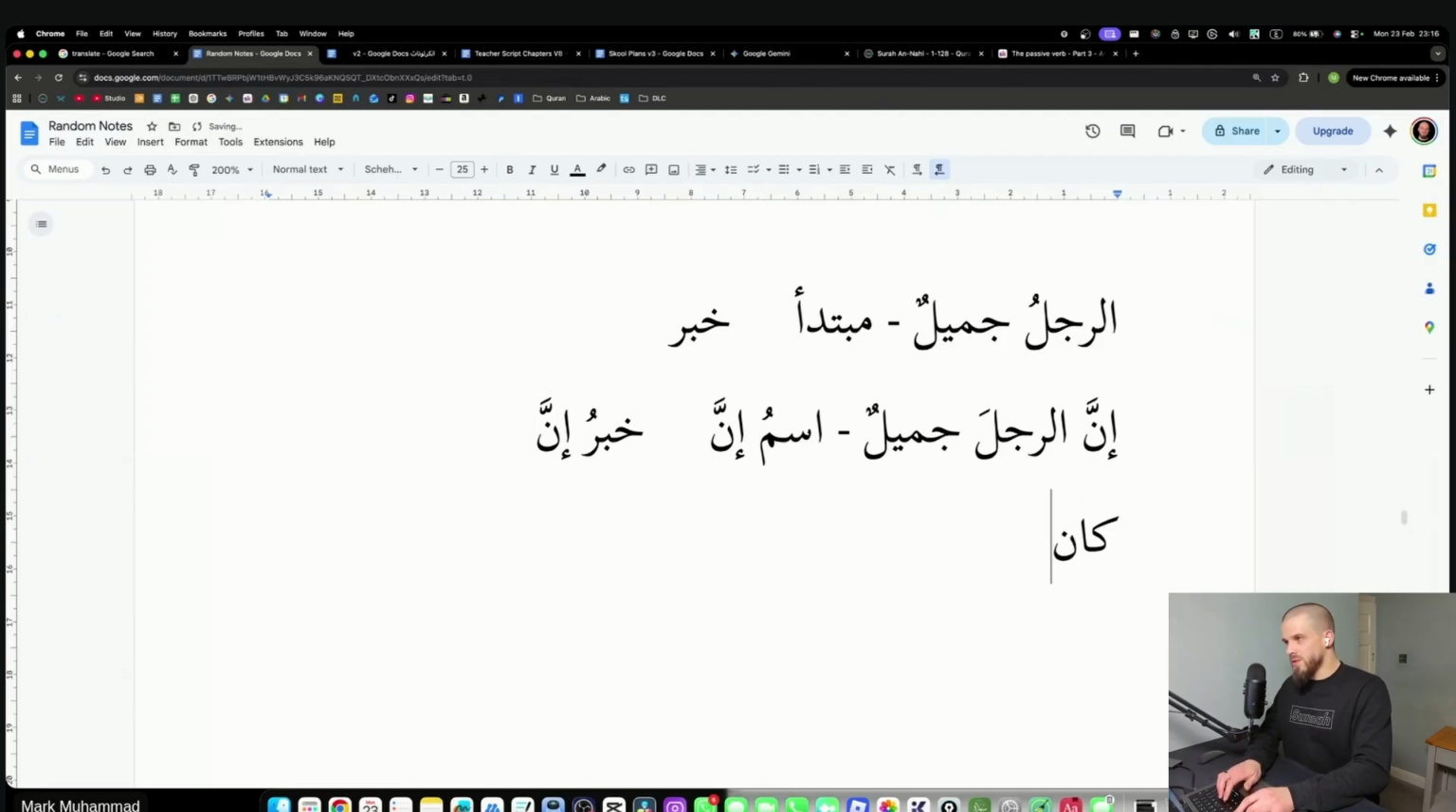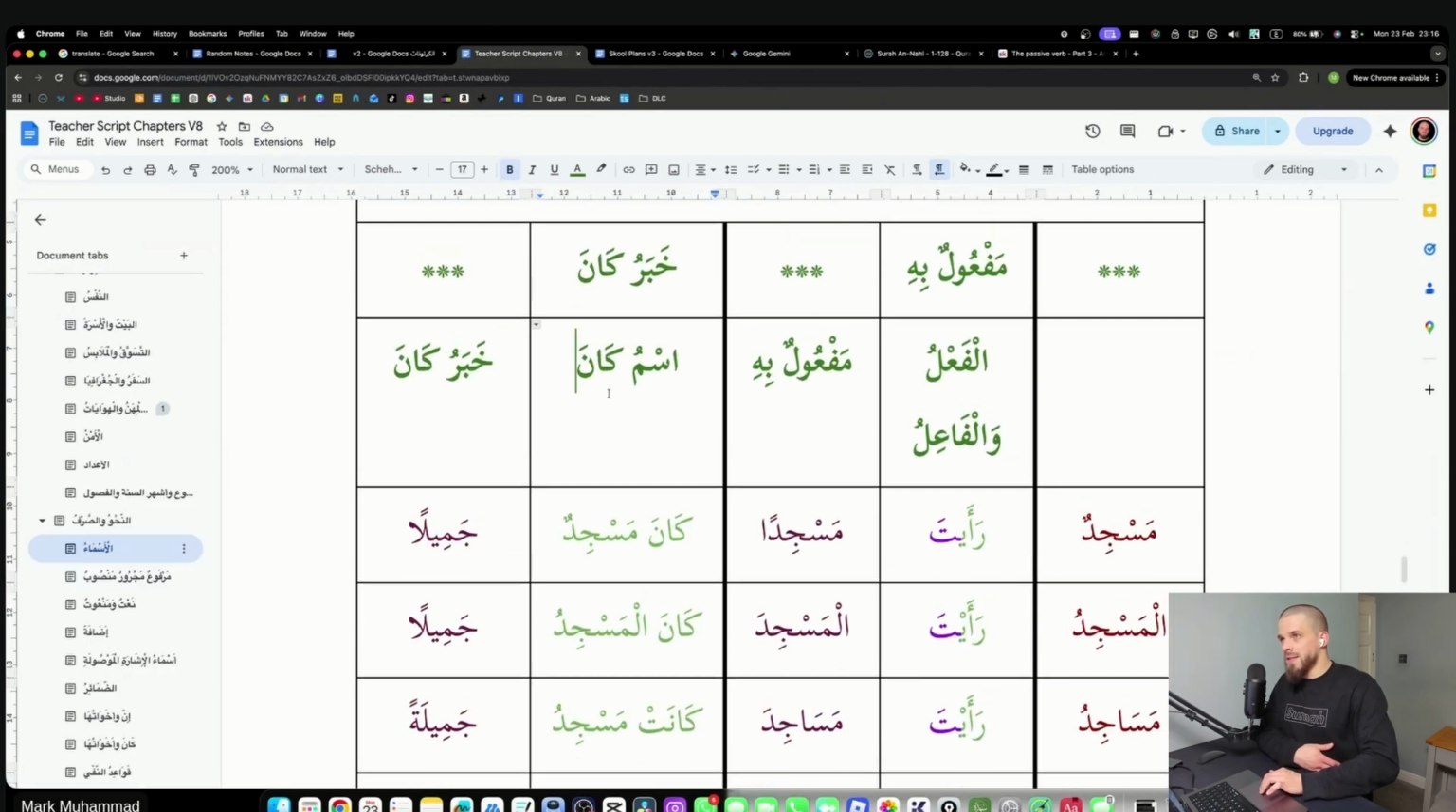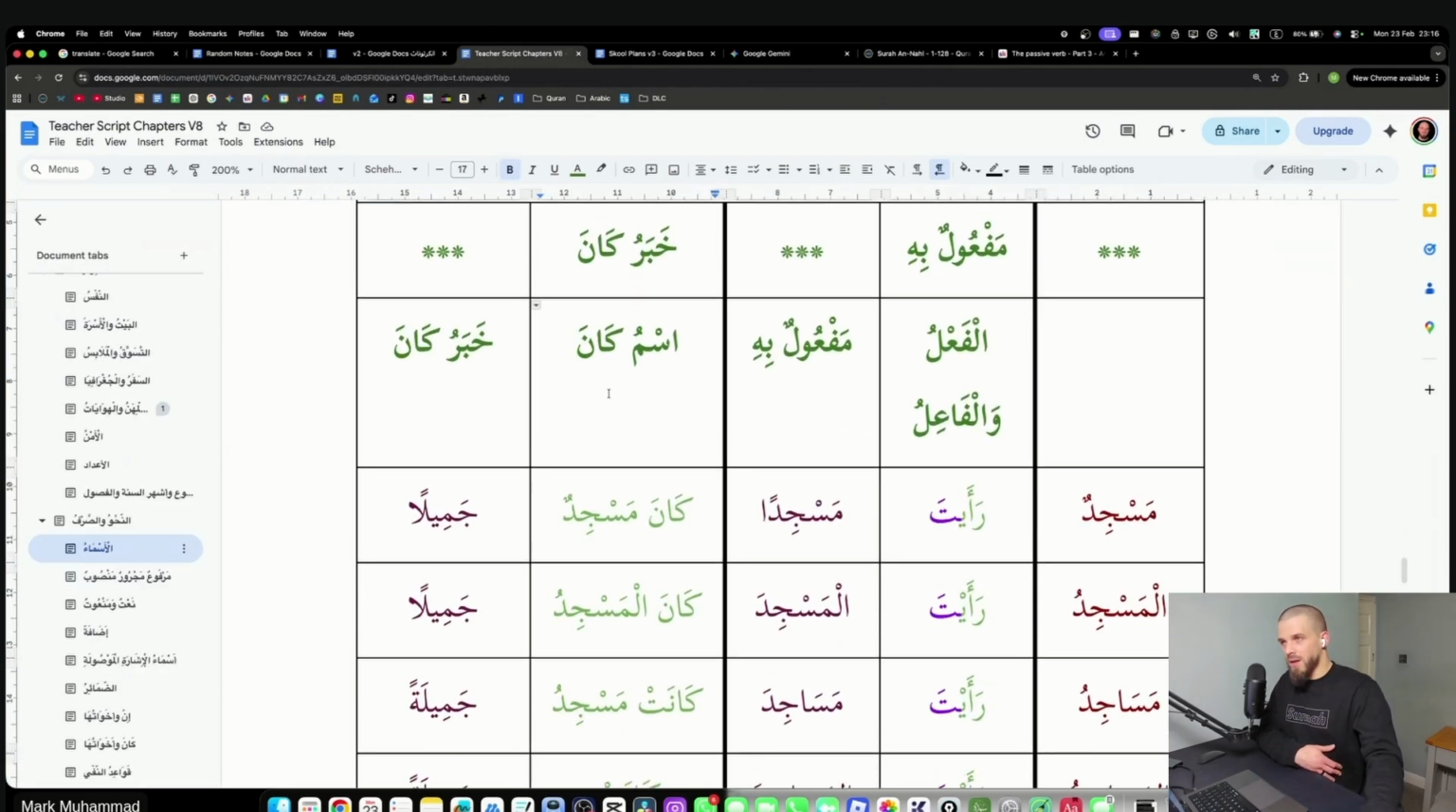Now we have something which is kana. Kana yakunu, I'm trying to avoid explaining grammar as much as I can, but of all the stuff, this is the last thing that I've left to explain. The reason is because kana means was and yakunu means is, and you will use these words a lot. It's hard to avoid using these words.